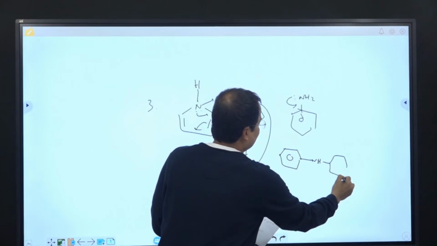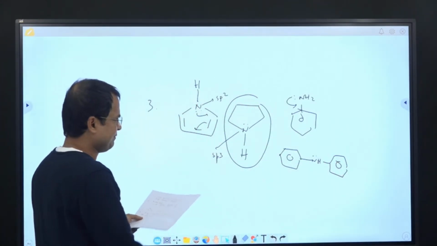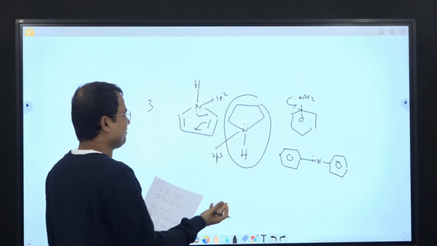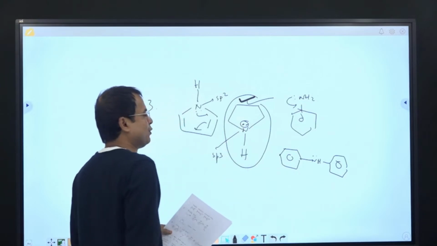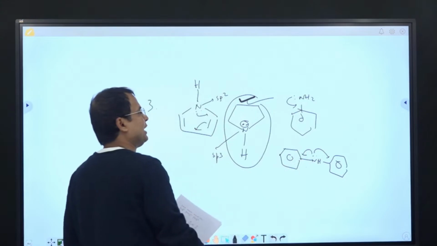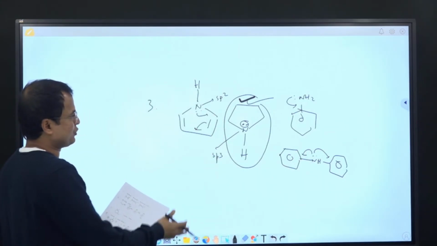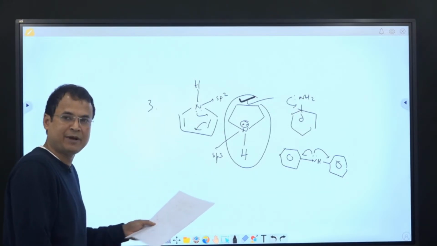So there are 4 options. They are asking a very simple question: which is most basic. Very obviously the answer should be this one, because there is no question of resonance participation of this lone pair, whereas this lone pair is involved in resonance with both the rings. They are not asking for the order, only which is most basic. So it is a very simple, board standard question asked by JEE Main.